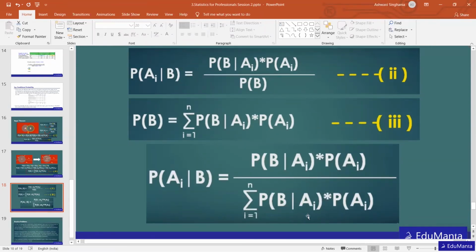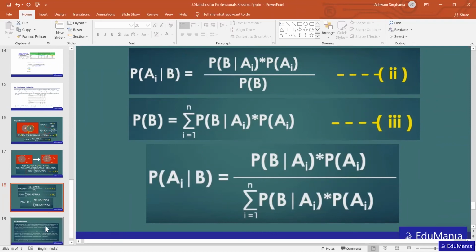So basically, this is our Bayes theorem formula. Once we do the questions, we will be able to understand it much better. We are just replacing this P(B) in equation 2 by the expression we derived in equation 3. Clubbing equations 2 and 3 together, that's how we get this particular formula.